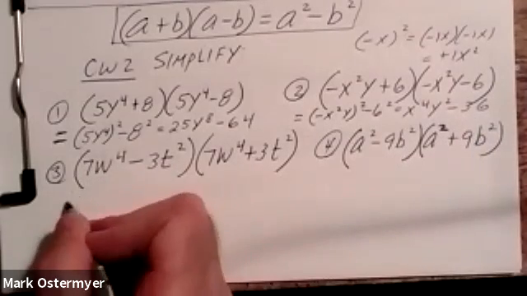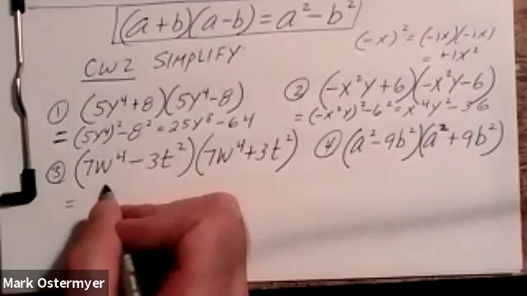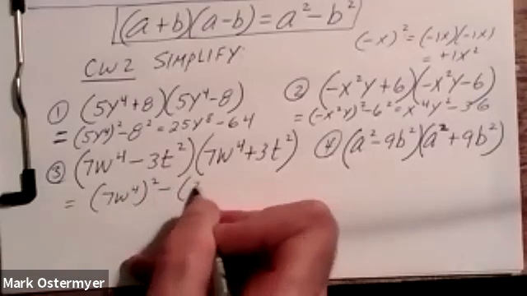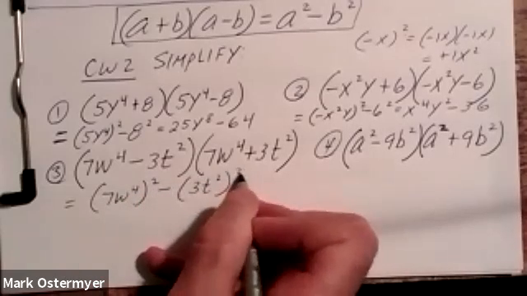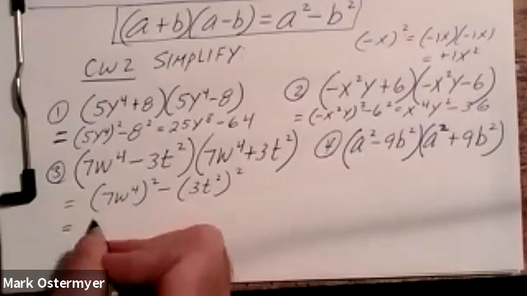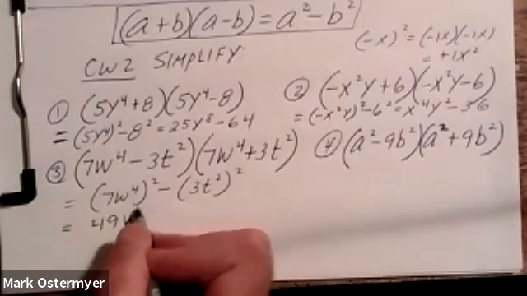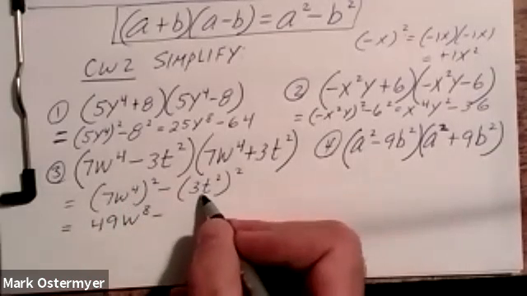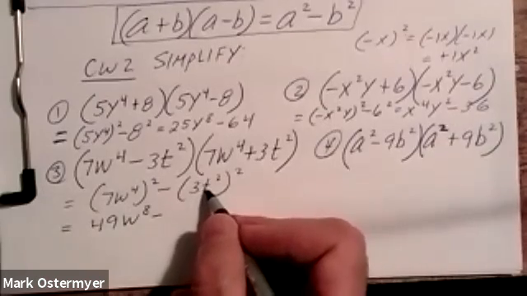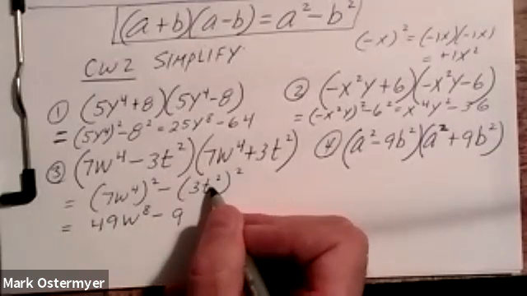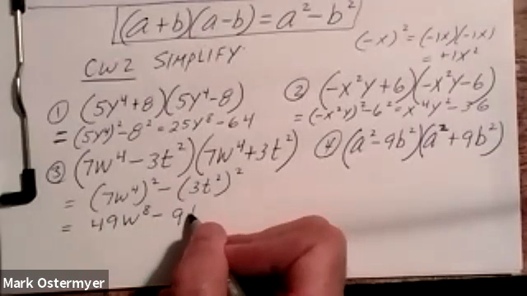This one, these are conjugates of each other. So you square your first term minus, you square your last term. And 7w to the 4th squared is going to be 49w to the what? 4 times 2 power, w to the 8th. And when you square 3t squared, 3 squared is 9, and t squared is t to the 2 times 2 power, t to the 4th power.